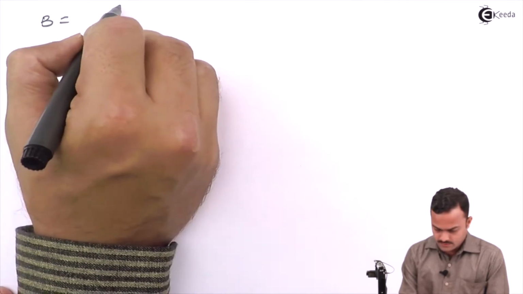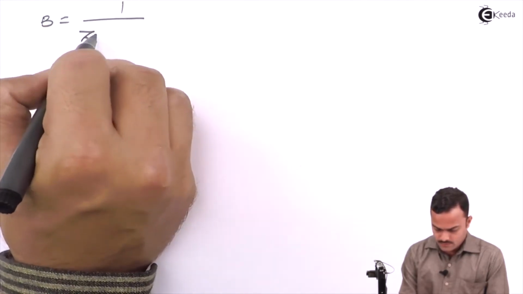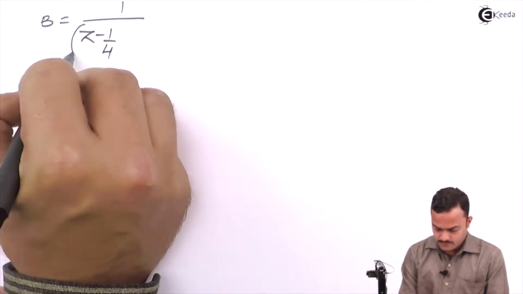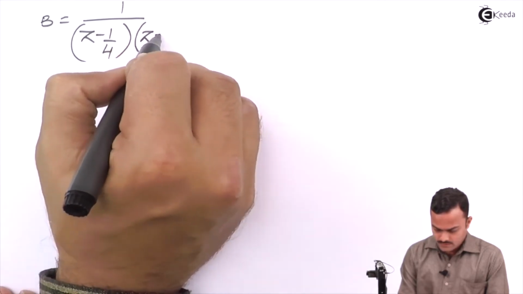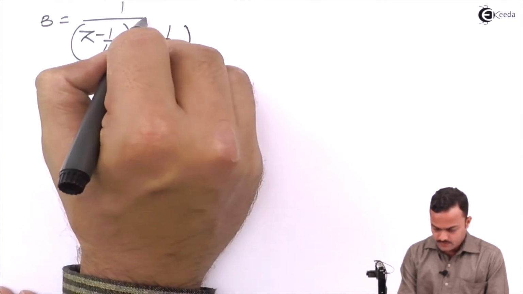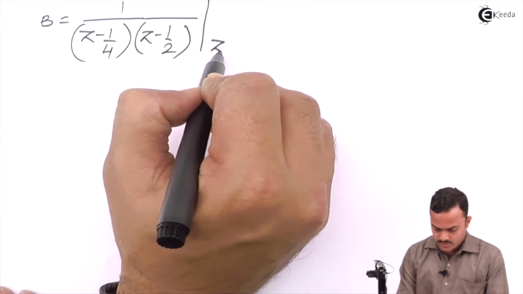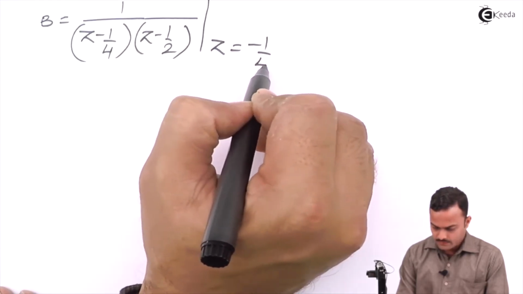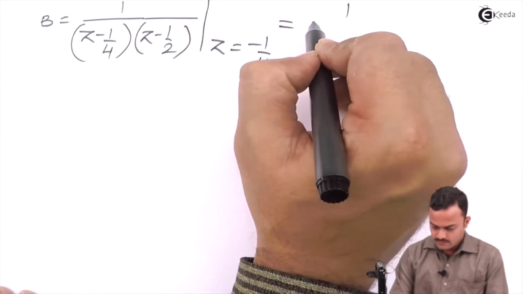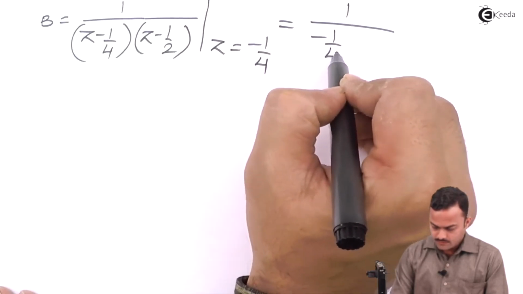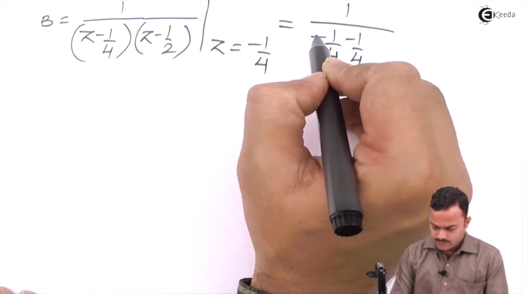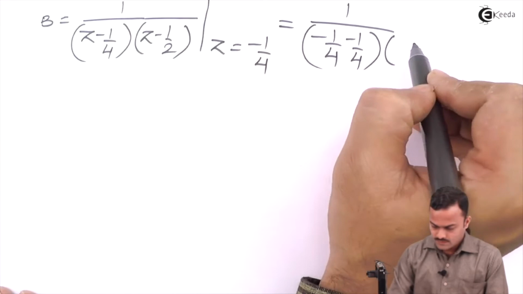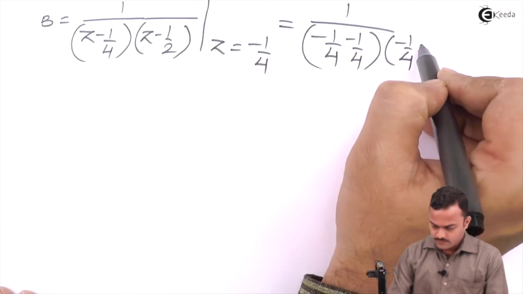Similarly, b is nothing but 1 upon (Z minus 1 by 4), (Z minus 1 by 2) to be solved at Z equal to minus 1 by 4, to get 1 upon (minus 1 by 4 minus 1 by 4), (minus 1 by 4 minus 1 by 2).